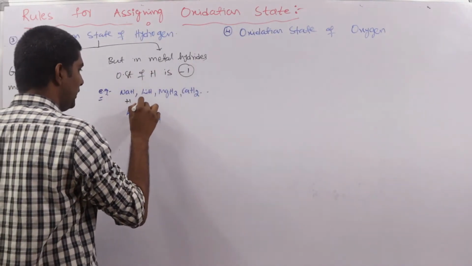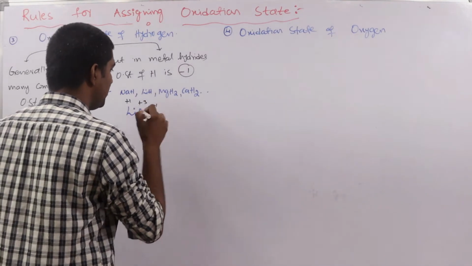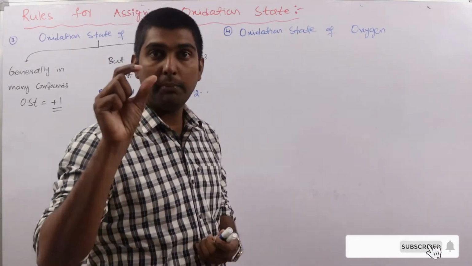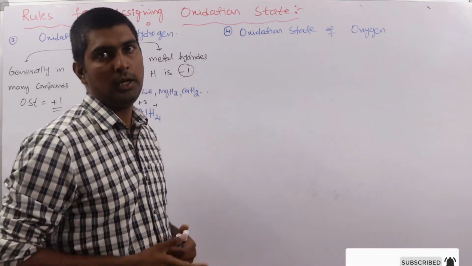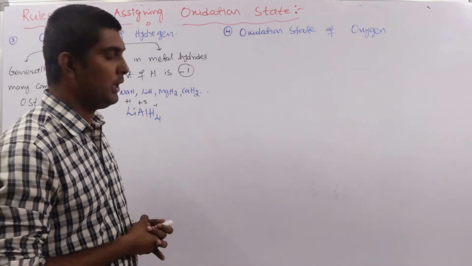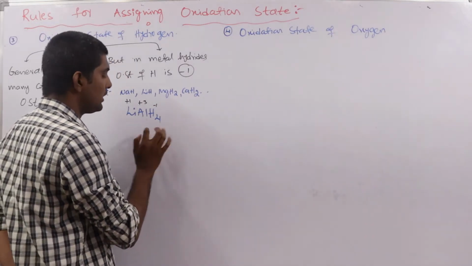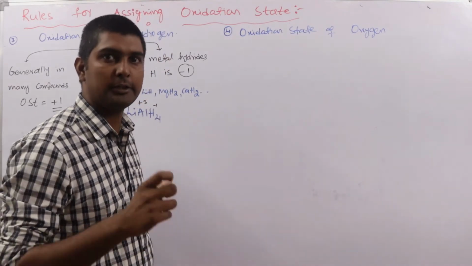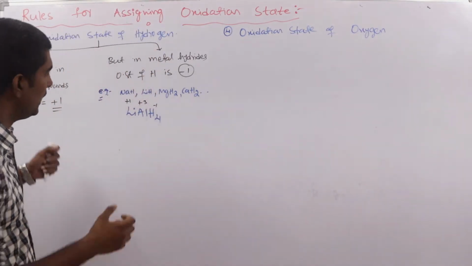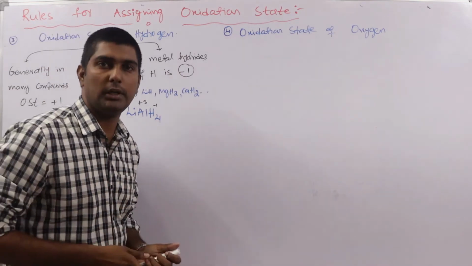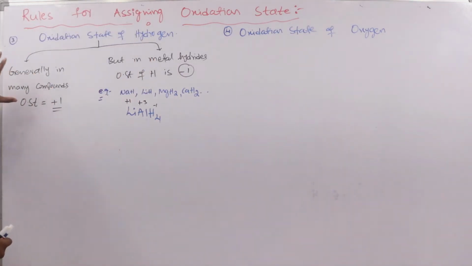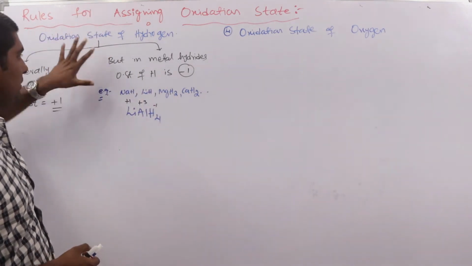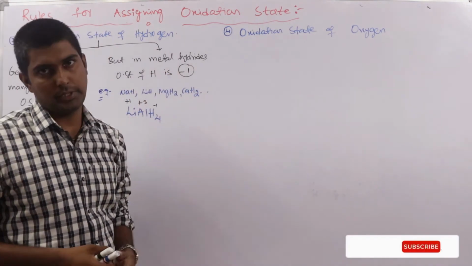Okay, aluminum +3, and here hydrogens exhibit -1 oxidation state. Remember that I am mentioning oxidation state, not oxidation number. Here, oxidation number of hydrogen is how much? -4. Yes or no? That difference is clearly explained in one video. If you have any doubts, please watch that video. Clear? So generally +1, but in the metal hydrides, hydrogen exhibits -1 oxidation state.